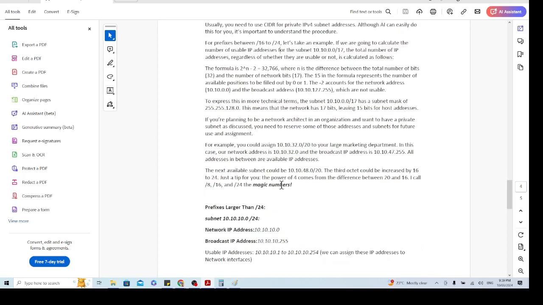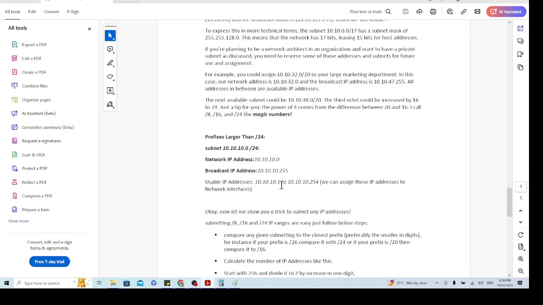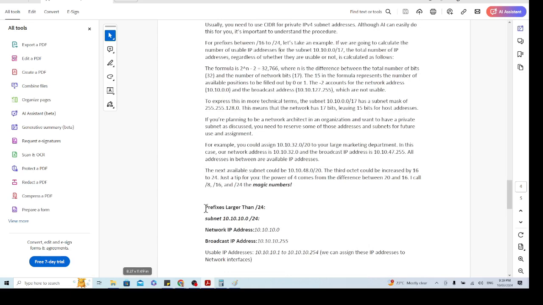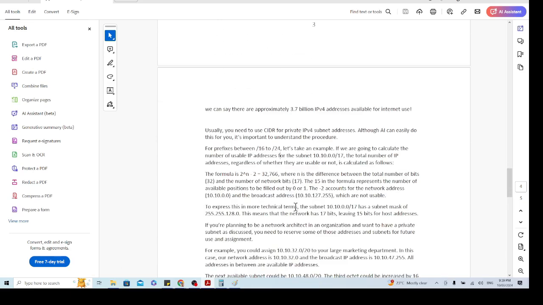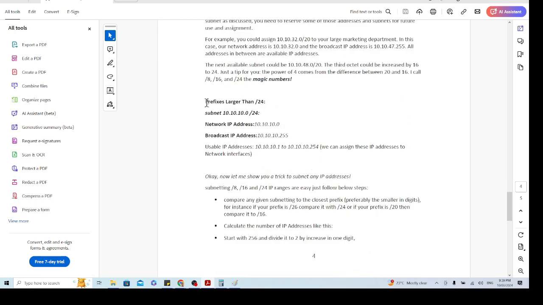Okay, let's start with the prefixes larger than slash 24, which is much easier. Here I mentioned prefixes between 16 to 24, but let's start with the larger ones. So for instance, you got the subnet 10.10.10.0/24. It is a subnet you could see in your network interface card configuration or stuff like that.